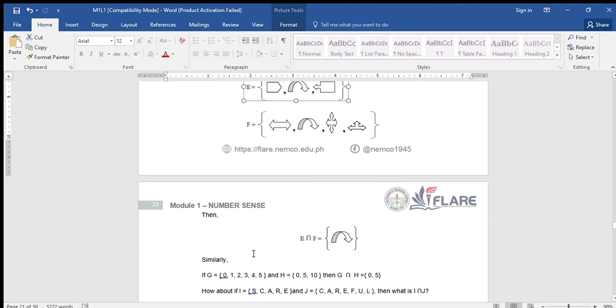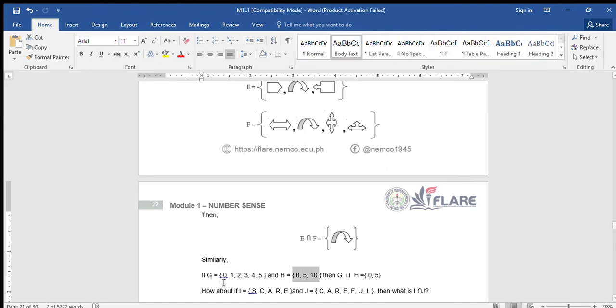Next, similarly, if G is equal to 0, 1, 2, 3, 4, and 5, and H is equal to 0, 5, 10, then G intersection H is equal to 0, 5. Anong 0, 5 man? Kay, again, kung unsa tong mga elements nga naa sa G, na naapod sa H. So, si 0 naa sa G ug nasa H, so we put there 0. Si 1, wala siya sa H, so ayaw ibutang. Si 2, wala siya sa H. Si 3 wala sa H, si 4 wala sa H, ug si 5 naa sa H. So, naatay 5 here. Si 10 wala siya sa G. So, that's why our G intersection H is 0 and 5.